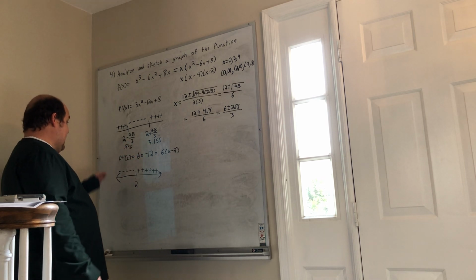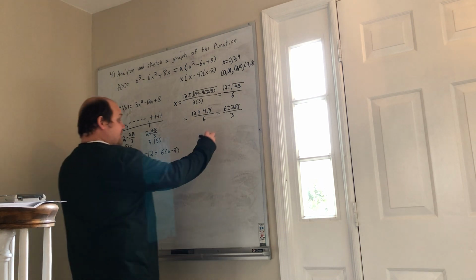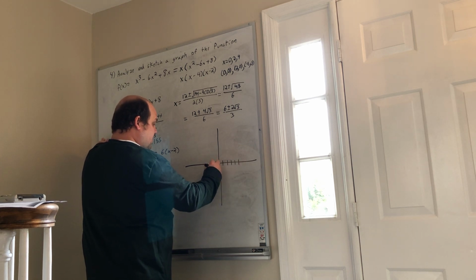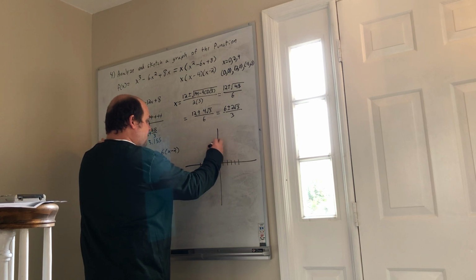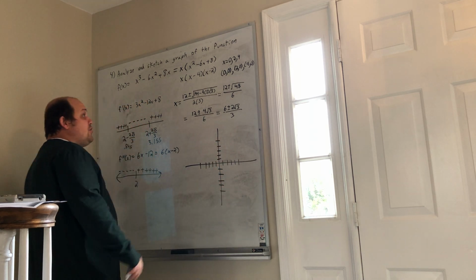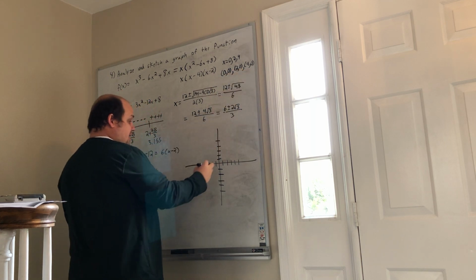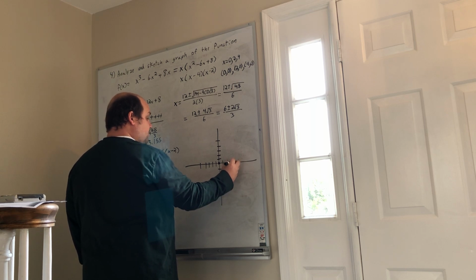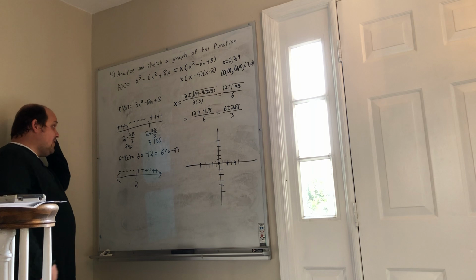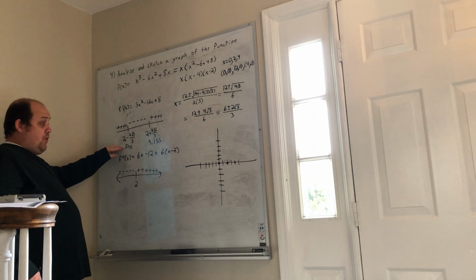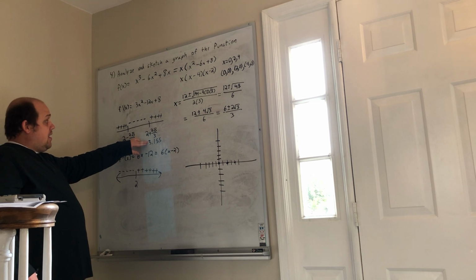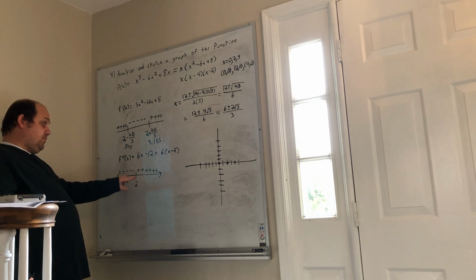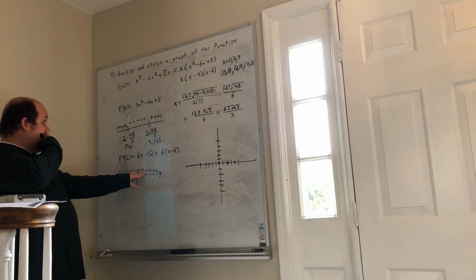That said, I now can make a general sketch. Within this sketch, 1, 2, 3, 4, 5, 1, 2, 3, 4, 5. What I know for sure is I have these 3 points on the graph: (0, 0), (2, 0), and (4, 0). I also know that I hit a maximum at 0.845, a minimum at 3.155, that it's concave down up till 2, concave up after 2.